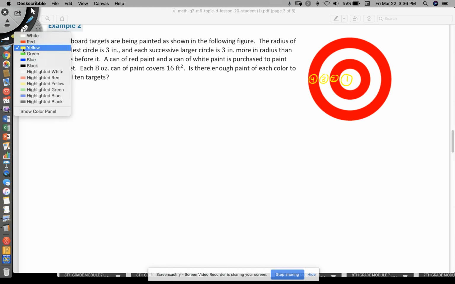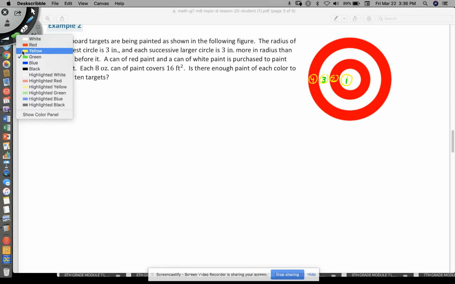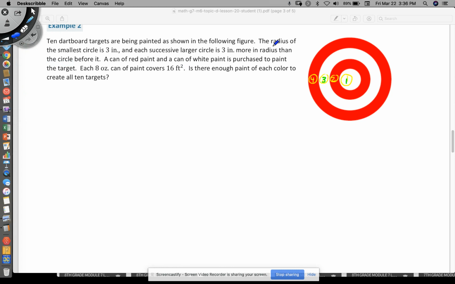Okay, should probably do those white ones in a little different color. Let's see, 3 and 1, just to make it stand out a little better. So it says here in the description that the radius of the smallest circle is 3 inches. As they get larger, it increases by 3 inches each time. Each 8-ounce can of paint covers 16 square feet. So is there enough paint to color the targets is basically what we're going to wind up answering.